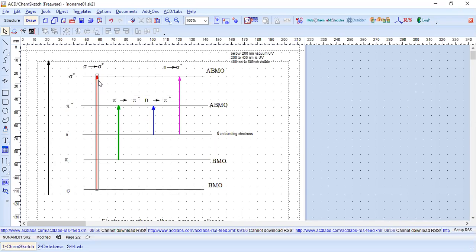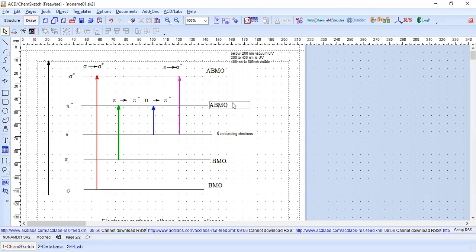These electronic transitions, sigma to sigma star and n to sigma star, both are highly energetic, and they will be coming below 200 nanometers. And anyway, we are not interested in this range because we are interested in the UV visible range, not below the UV range. That means these two transitions we are not going to study. We are going to study only pi to pi star and n to pi star.